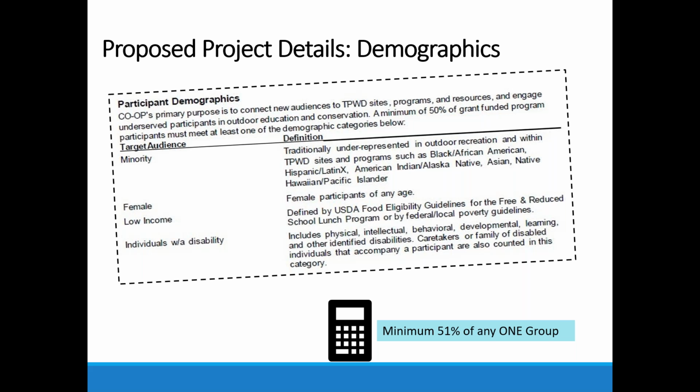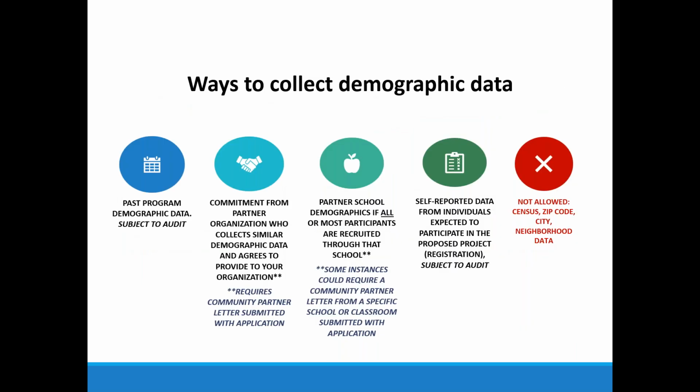If you do not have a way to collect low-income data, keeping in mind that sometimes families don't want to share that information with you and won't share that information, then do not put that on your application. Only include the demographics that you know you can collect demographic data for. So how do you collect the demographic data?